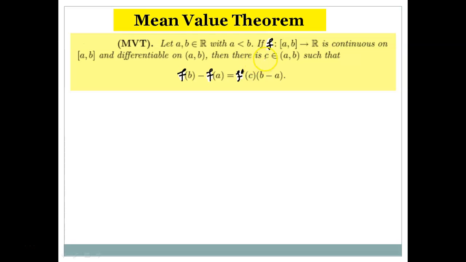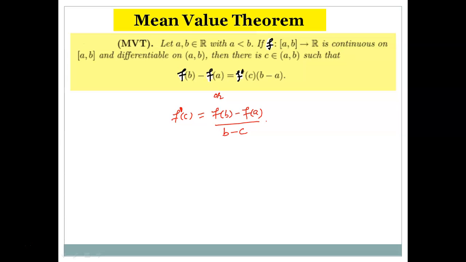then there exists a number c in the open interval (a, b) such that f(b) minus f(a) equals f dash c into b minus a. In other words, there is some point c in the open interval (a, b) where the derivative of f at c is equal to f(b) minus f(a) divided by b minus a.